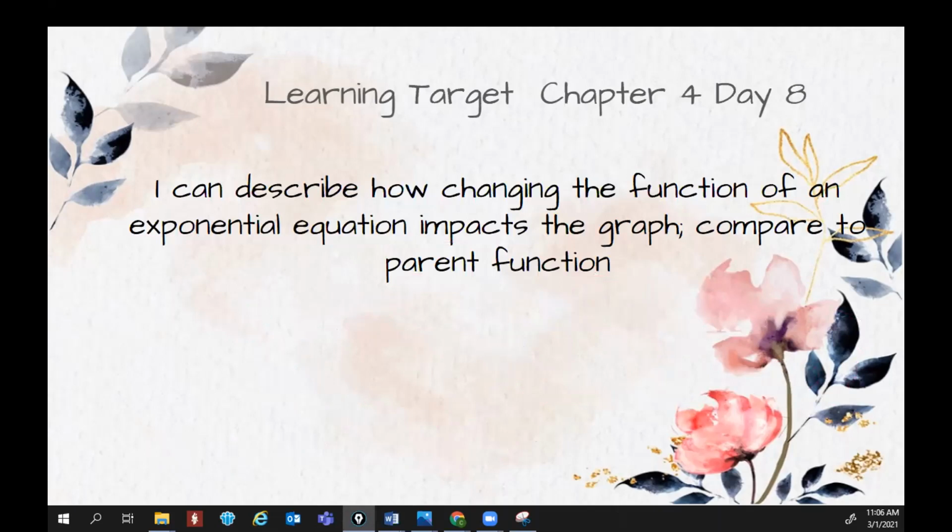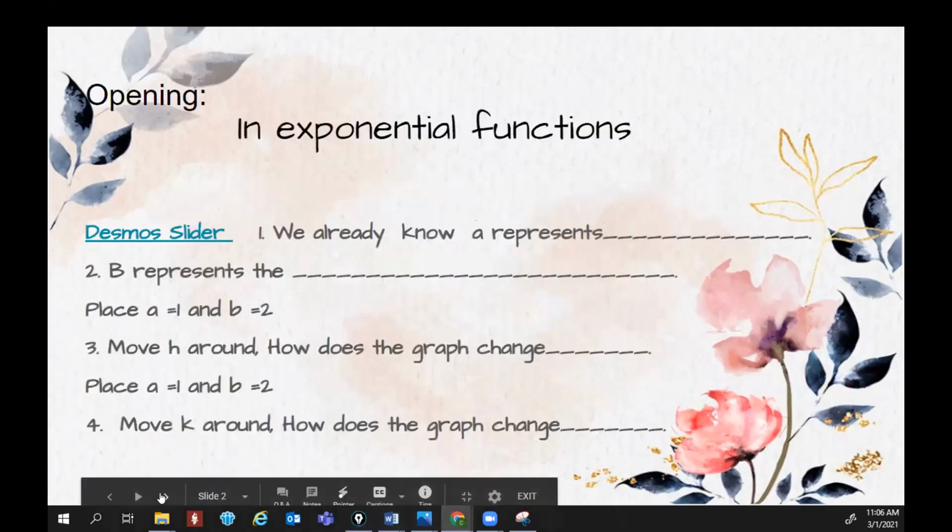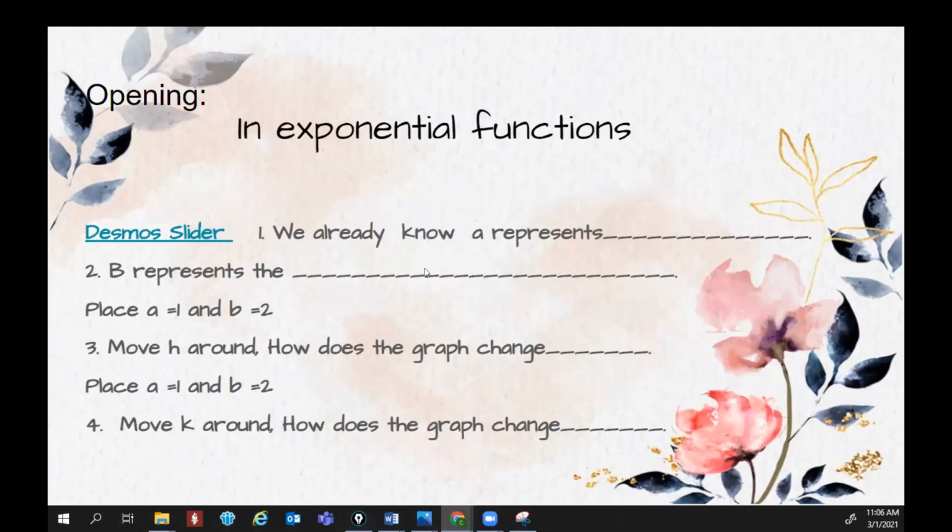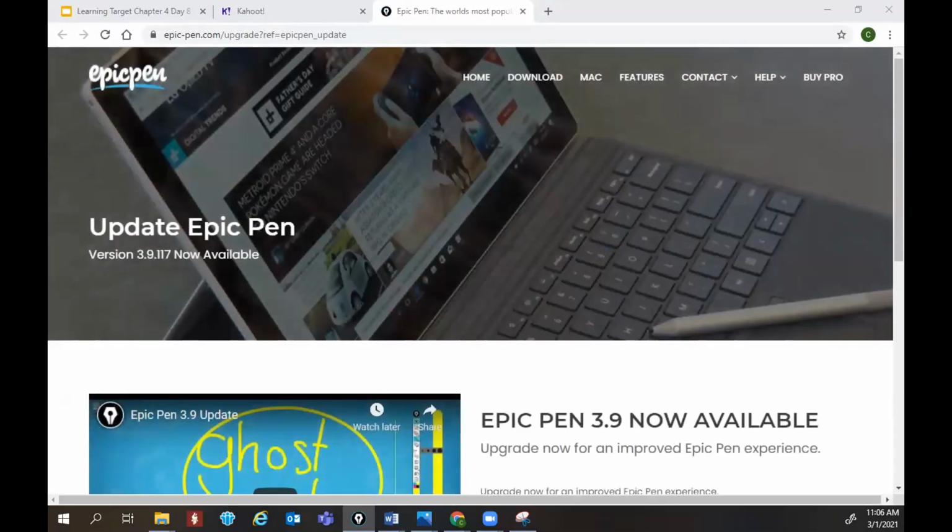All right, so I want you to look at the next slide for a second. I ask you guys to click on the Desmos slider. So we're looking at the Desmos slider as soon as I can get the shared screen to work.